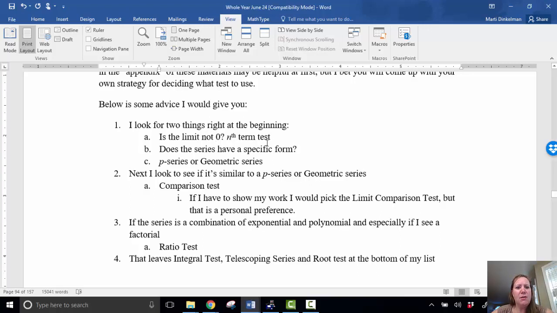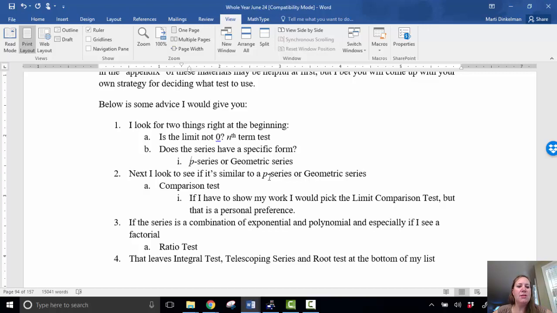Does it have a specific form? If it's in a specific form, maybe it's a p-series or geometric series. Well, we know exactly how those are going to converge or diverge. So look for those specific forms. The next thing I look at is if it looks similar to one of those. If it's similar to a p-series or geometric series, what you're really doing is a comparison test. For me personally, if I have to show my work, if I have to prove that my comparison is a good one, then I'm going to pick limit comparison, but it's totally a personal preference.